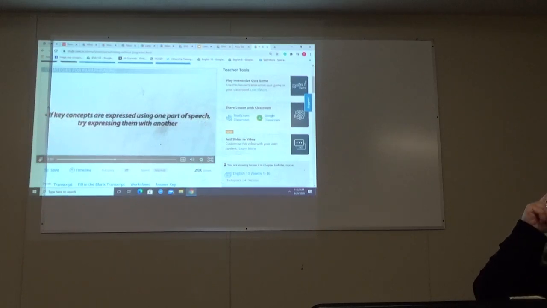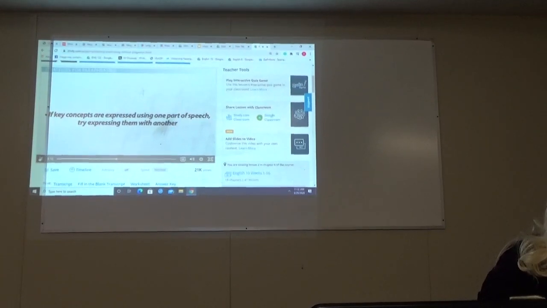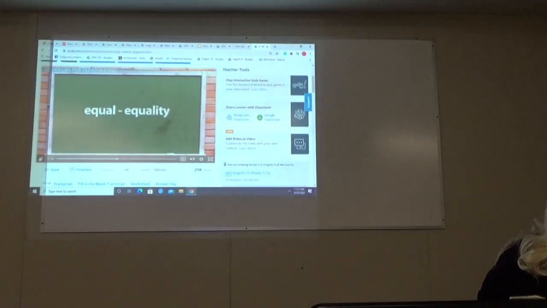If key concepts are expressed using one part of speech, try expressing them with another. For example, the adjective equal is a key word in the original text. In your paraphrase, you might change it to the noun equality.